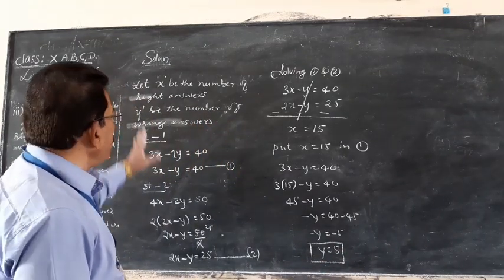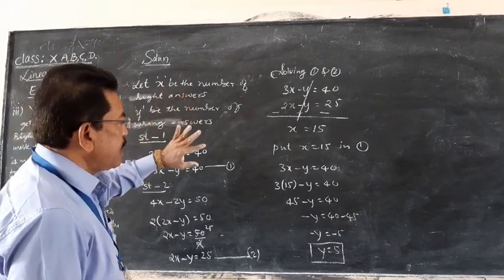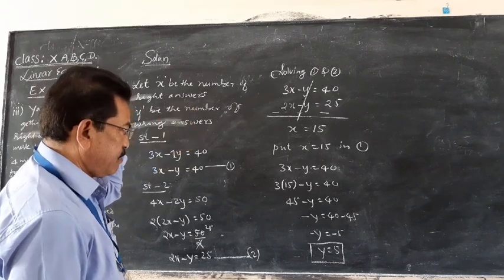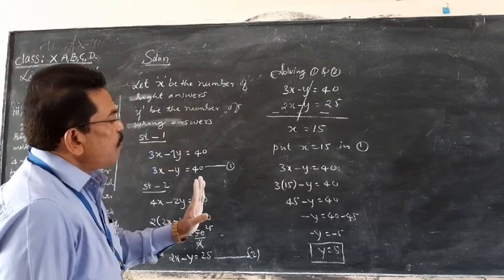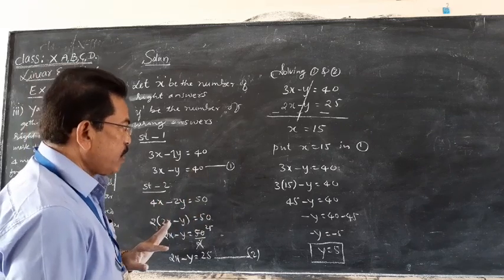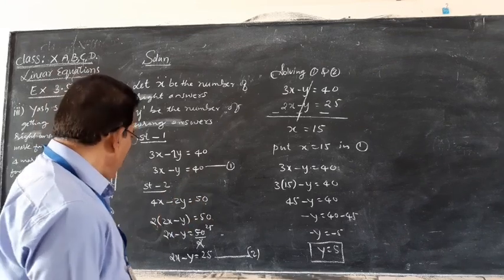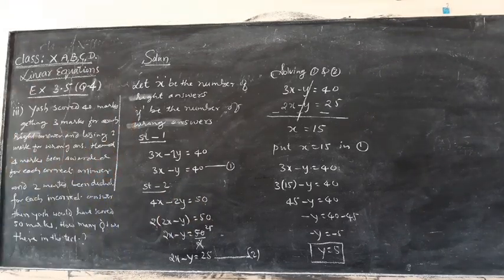See, we considered x to be the number of right answers, so he has 15 right answers, then 5 wrong answers. So x is equal to 15 and y equals 5. How many questions are there in the test? That is 15 plus 5, that is 20 questions. Write down first.